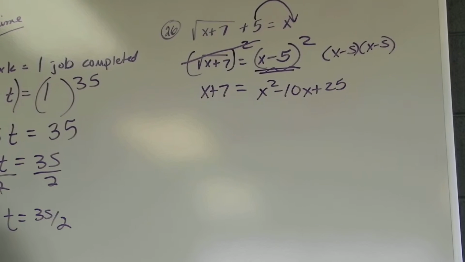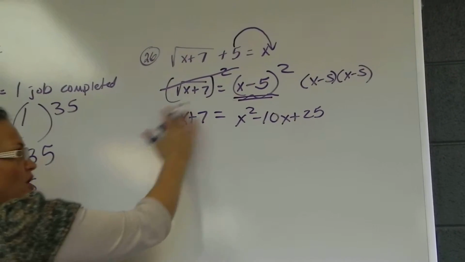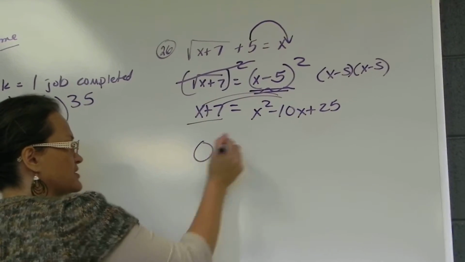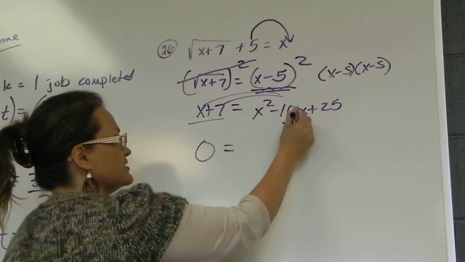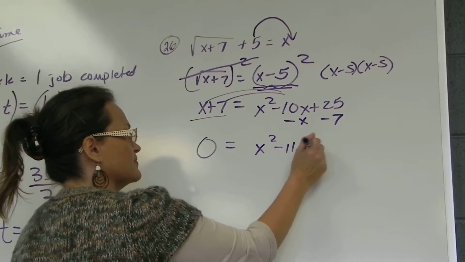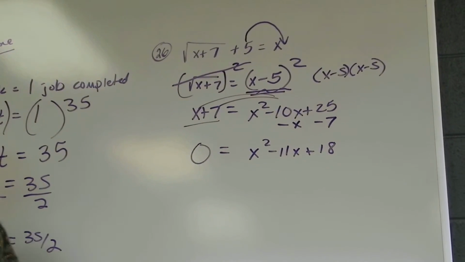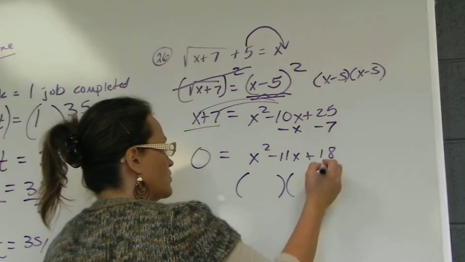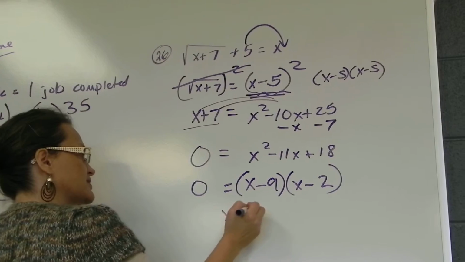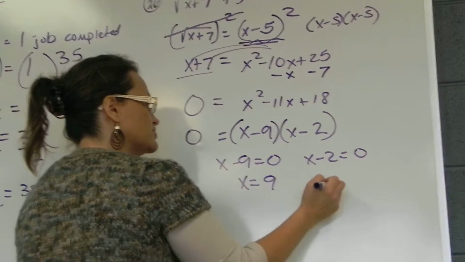When you see it as a quadratic, that clues you in that you need to get it equal to 0. You can go either direction, but it looks easier if I get this side 0. So I take the x across, minus x, and the 7 across, minus 7, and it looks like that. So now this is a quadratic equation in standard form. It will factor. Then set each part equal to 0, and that gives you your 2 solutions.